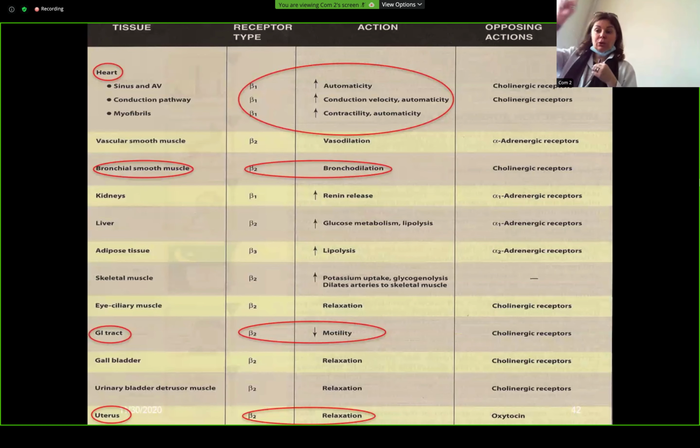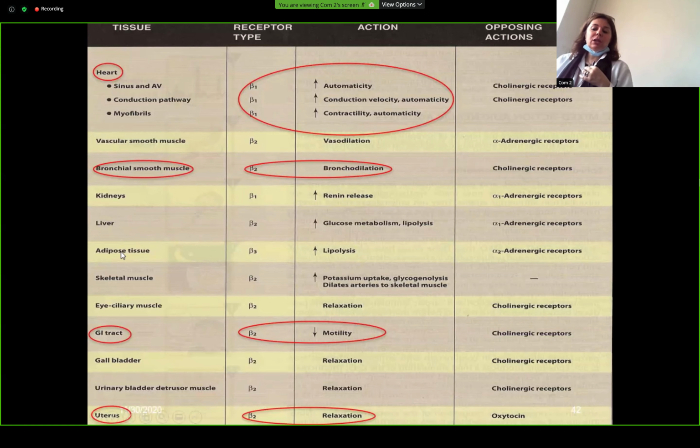Now, from this one on, I'm wrapping up. I just put this one for you, so that you don't ask me what I need to study. Remember, if it's the heart, we are talking about beta 1, everything is increased: heart rate, cardiac output, contractility, and everything. If we talk about bronchial smooth muscle, it is beta 2, bronchodilation. The opposing one will be the cholinergic receptors. It should be covered by Dr. Manar.